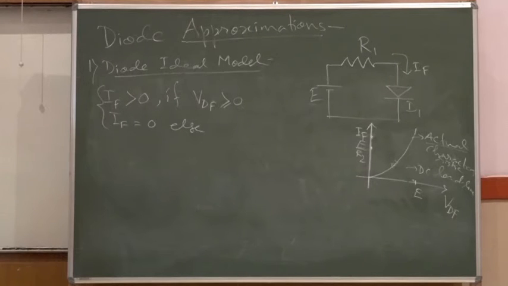This is the mathematical model of the ideal diode. The meaning is very clear: if the voltage across the diode becomes more than 0, then current will start flowing, and if it is less than that, then current will not flow. In words, things are like that.